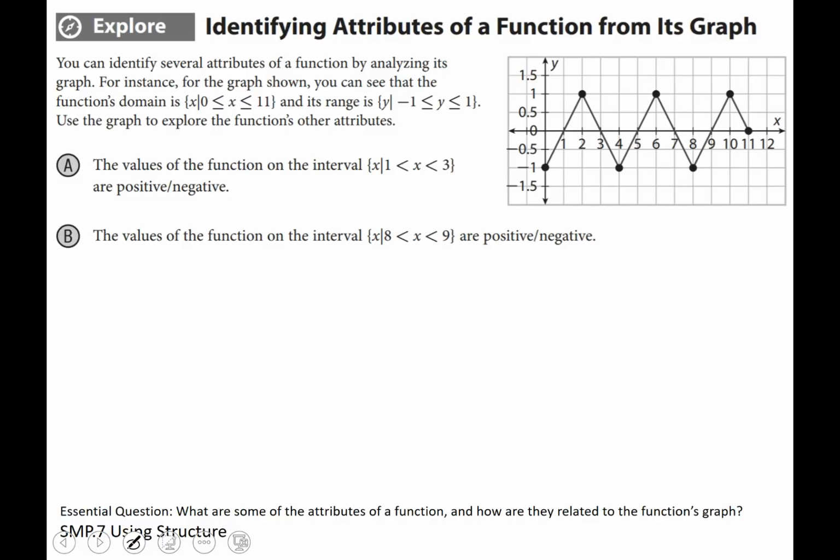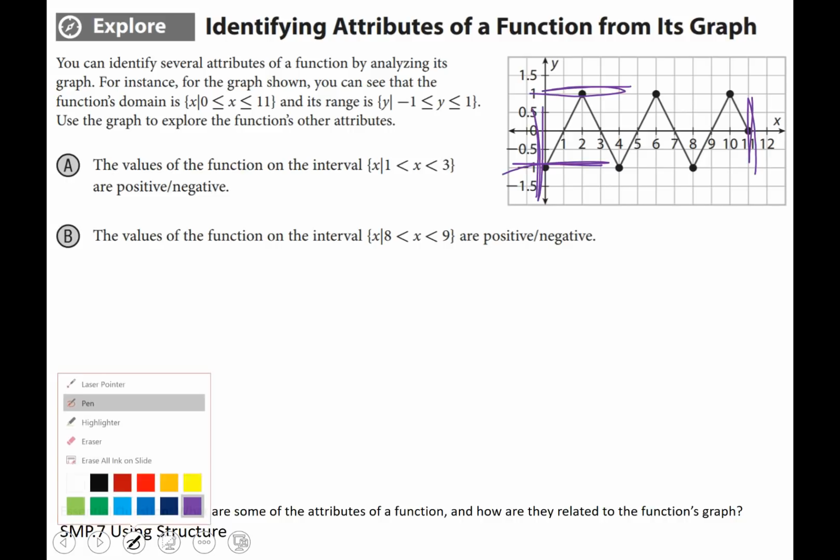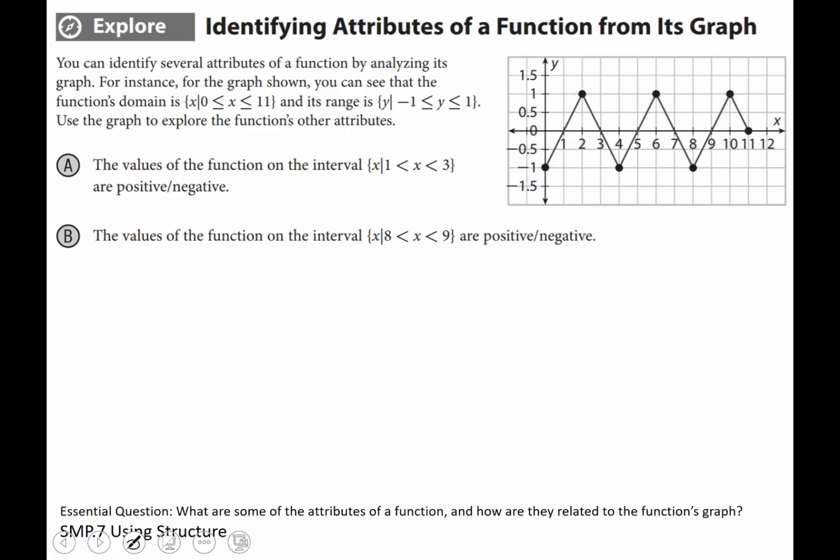You can identify several attributes of a function by analyzing its graph. For instance, in the graph shown, you can see that the function's domain is 0 to 11. So if we look at the x values, it starts at 0 and it ends at 11. And then its range is from -1, so the lowest y value was -1 and the highest is 1. We talked about all of that yesterday, so I'm going to erase those markings.